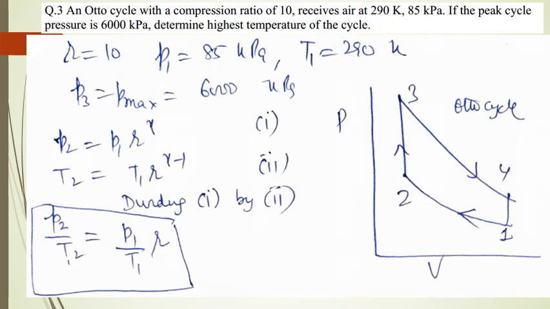Now we know the relation between the initial pressure, that is P1 and P2, and that is expressed by equation number 1, P2 equals P1 into r raised to power gamma. And similarly the temperatures T1 and T2 are related by this expression, that is T2 equals T1 into r raised to power gamma minus 1, given by equation 2. So dividing equation first by equation second, we get this expression, P2 upon T2 is equal to P1 upon T1 into r.